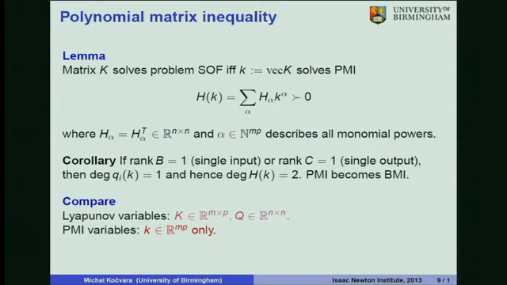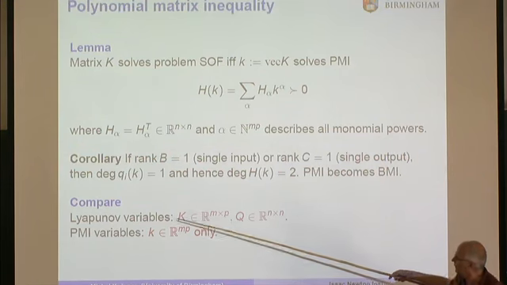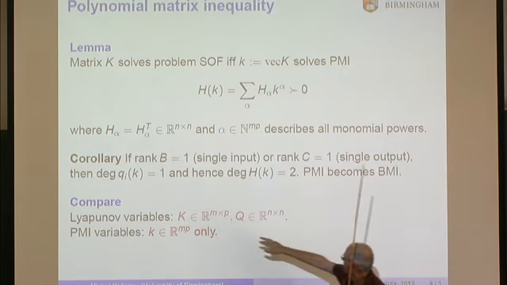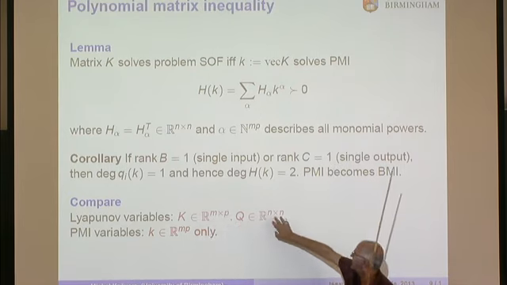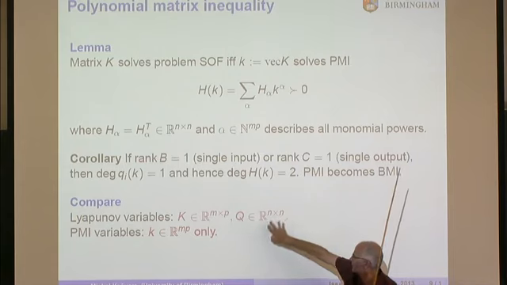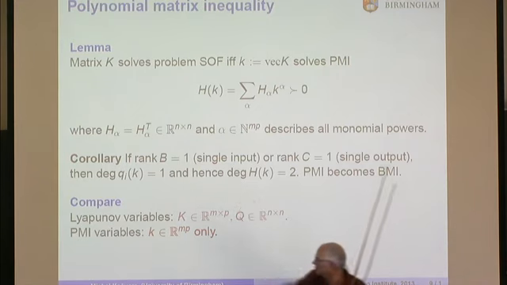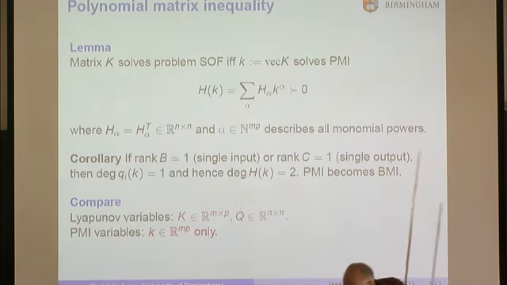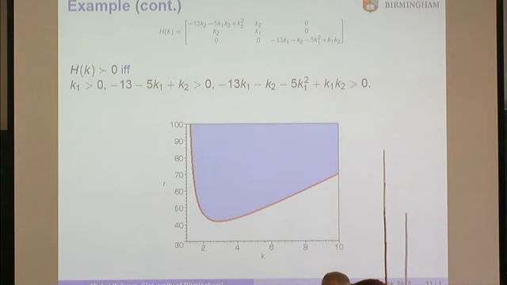And just when we compare the dimensions of the problem with the Lyapunov variables, if we solve the BMI using the Lyapunov theorem, the variables are m by p and n by n, and again n is the large number, while for the polynomial matrix inequality formulation we only have the variable m by p. We have seen this example already.